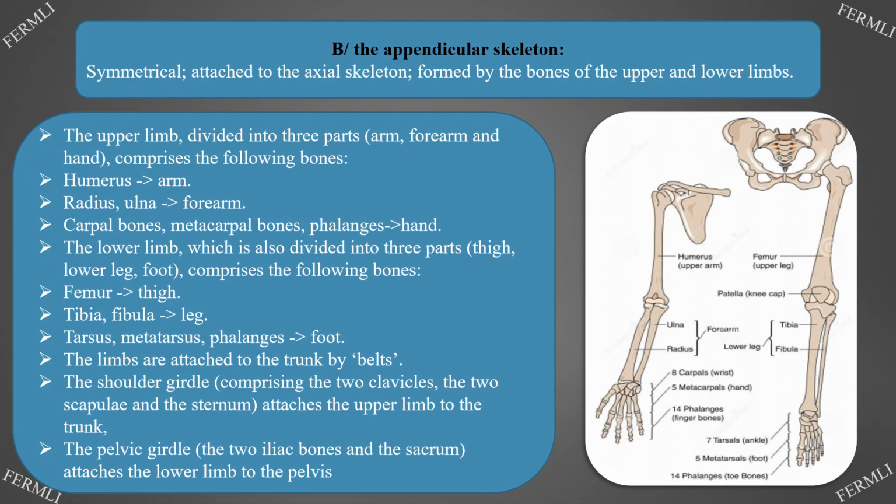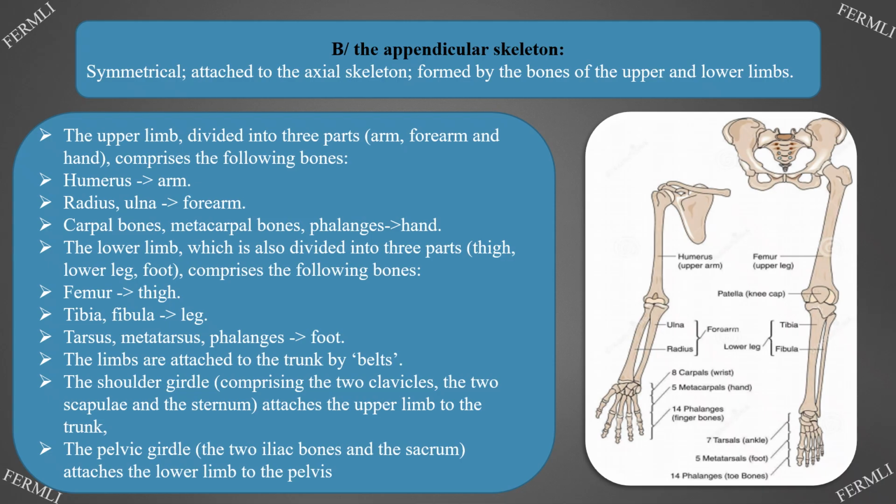The lower limb, which is also divided into 3 parts, thigh, lower leg, foot, comprises the following bones: femur, thigh. Tibia, fibula, leg. Tarsus, metatarsus, phalanges, foot.